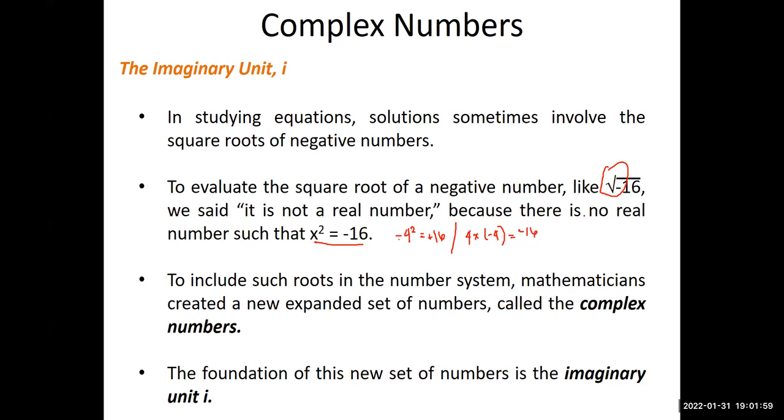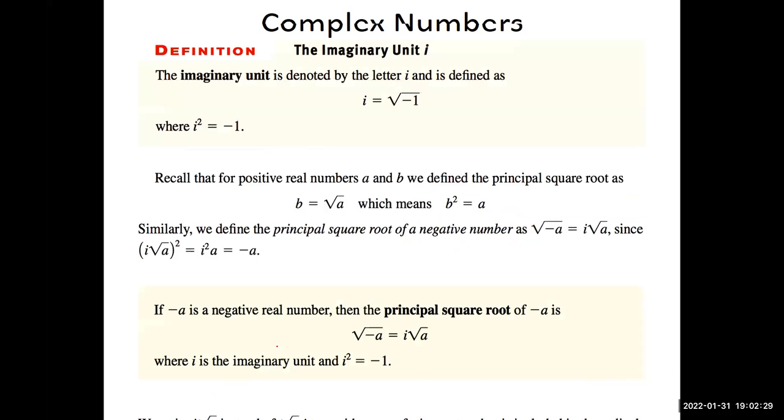Since there is no square root of a negative number, to include such roots in the number system, mathematicians created a new expanded set of numbers called the complex numbers. The foundation of this new set of numbers is the imaginary unit i, which is denoted by the small letter i.